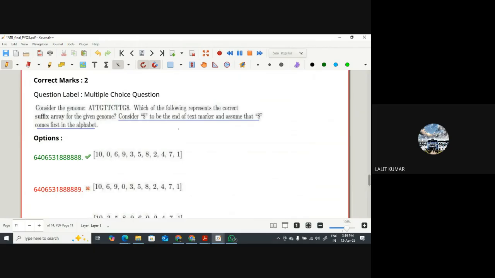So how do we build this, ATT, GTT? We are making an array. We start with A. Now you identify all the suffixes. So first it will give T, T, G, T, T, C, T, T, G dollar. Is this okay? Yes, sir. Okay. Now there is no other A, so we cut it.